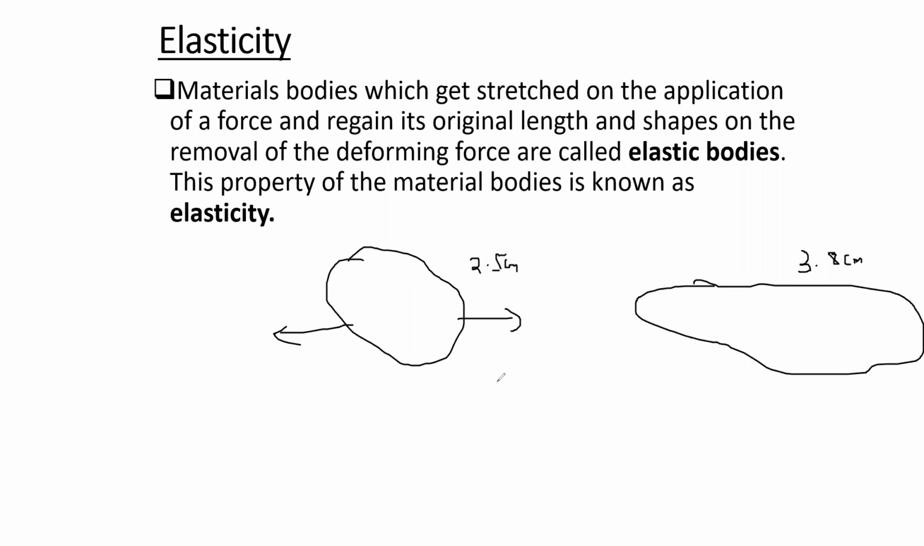But what will happen when you remove the force and it returns to the same original length, we call that rubber band an elastic body, and we say that deformation is elastic deformation, and the property is known as elasticity. So elasticity means the capability of the material to return back to the same original length. If the material can return back to the same original length, we call it an elastic material. If it does not, then we call that a plastic material or plastic deformation.